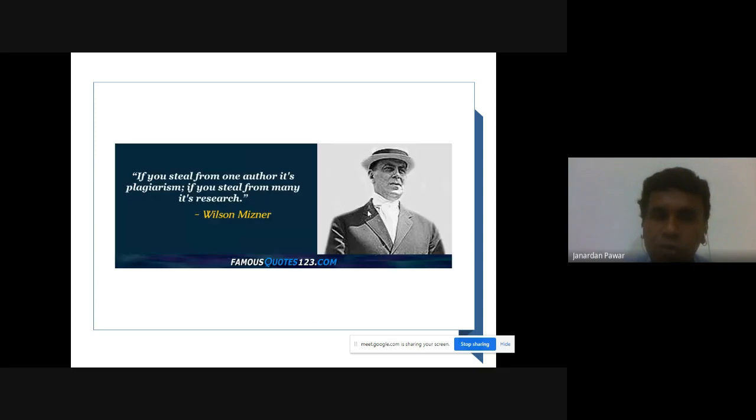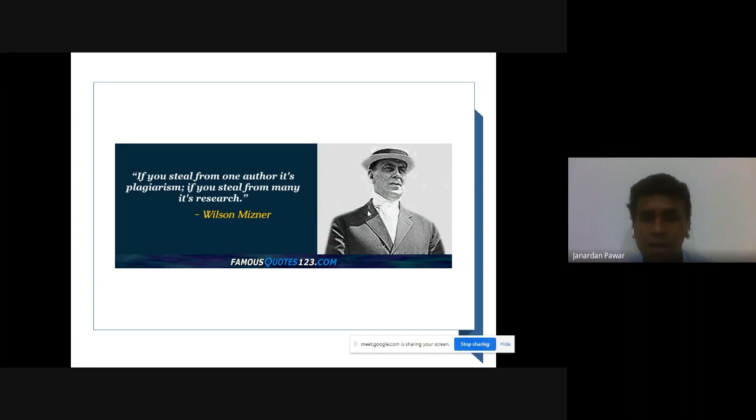And moving on to the next one, which is the last one. Here, purposefully, I have taken these thoughts from these scientists, and they did a great job in the field of research. Because of their research, some things are comfortable for all of us. Some things we all are enjoying because of their dedication and their research. So here I have Mizner: if you steal from one author, it's plagiarism.